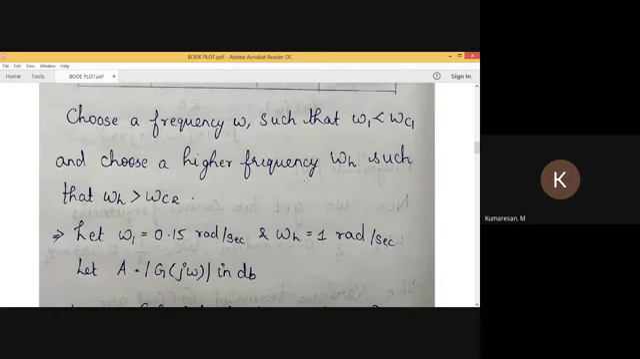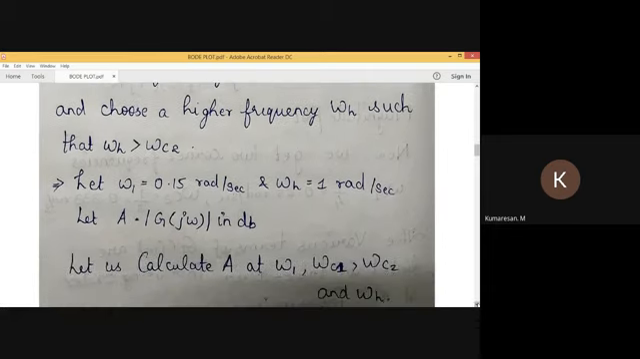So here omega L is the lower frequency, and omega H is the higher frequency, which we get from the corner frequency. Next, we are going to find out the magnitude from the corner frequency.